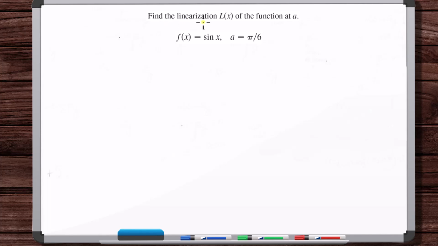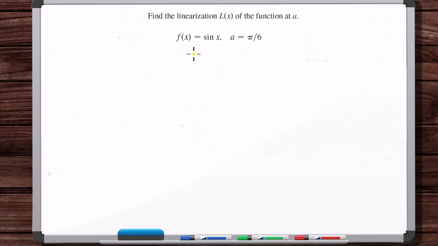Okay, find the linearization L(x) of the function at a. What does that mean, the linearization of a function? Well, you have a function and you effectively replace that function by the equation of the tangent line to the function at that point. You assume that equation of the tangent line is the actual function in the region near that point, and that's a good estimate for the actual function. So all we're doing, L(x), is just the equation of the tangent line to this curve at this point.